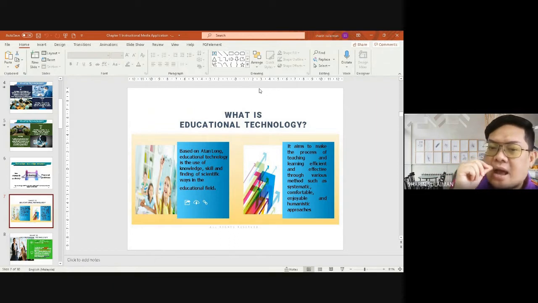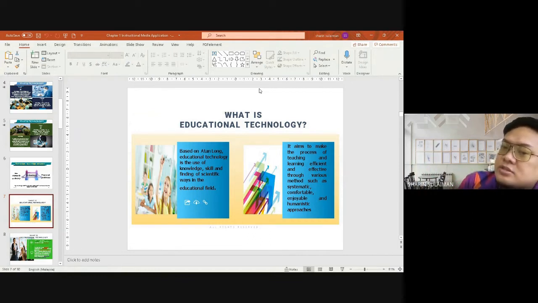Alright, so based on Tan Long, okay? Educational technology is the use. Dia kata is the use; another word for use is application. It's the use of knowledge. We use this knowledge. Humans use knowledge. Okay, humans, they have skills. They use the skills. For example, I know how to process coffee beans into coffee. That is my skill. I can turn raw materials into an end product. Itu skill saya.